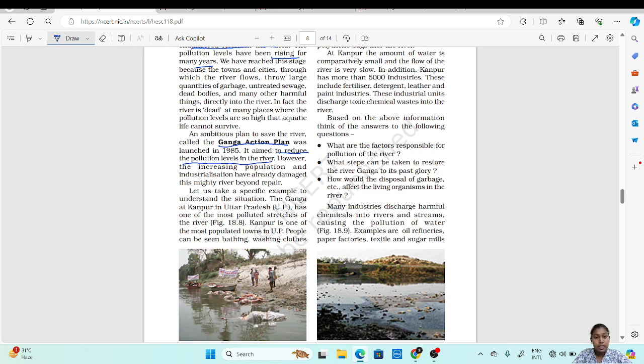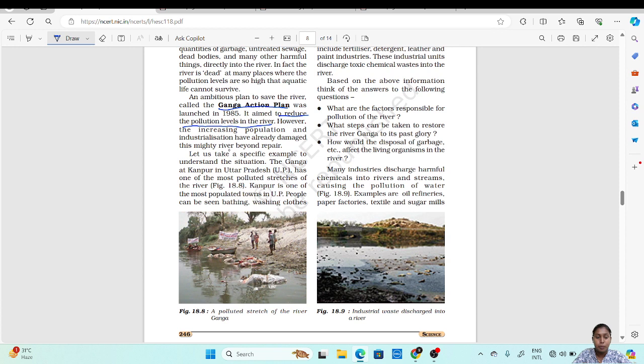Let us take a specific example to understand the situation. We can take a specific area: the Ganga at Kanpur in Uttar Pradesh. They have studied the Ganga river at Kanpur in Uttar Pradesh, that is UP, as one of the most polluted stretches of the river. Compared to other areas, the part of the Ganga which flows through Kanpur is the most polluted. Kanpur is one of the most populated towns in UP.